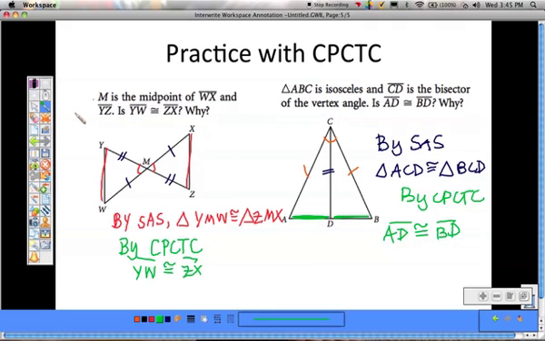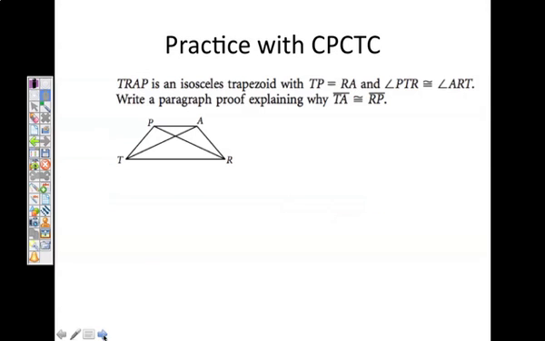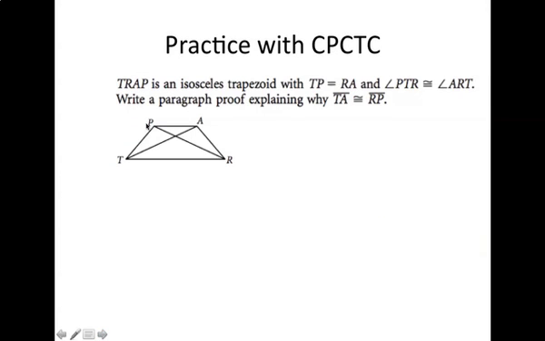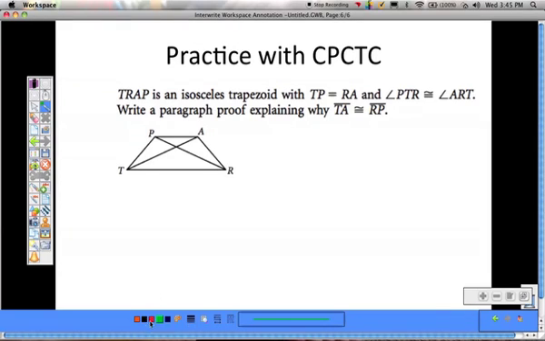All right, one last practice problem with CPCTC. TRAP is an isosceles trapezoid with TP congruent to RA and angle PTR congruent to angle ART. Write a paragraph proof explaining why TA, so this line, is equal to RP.